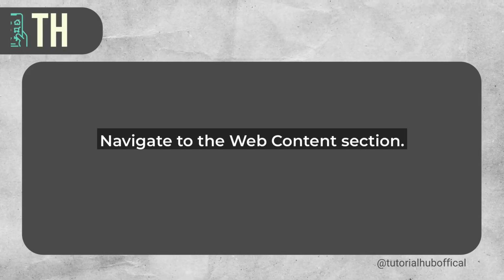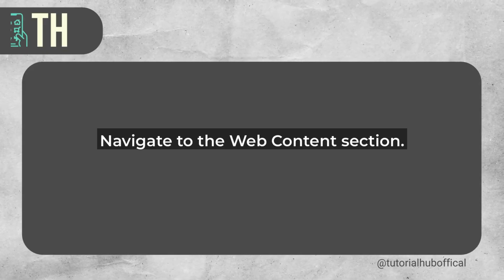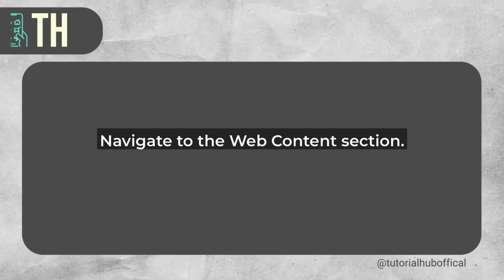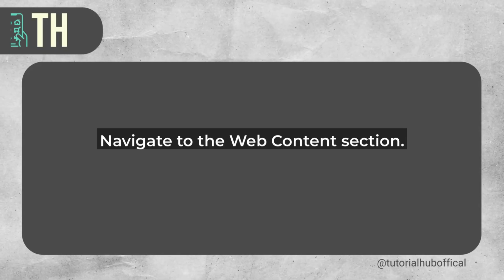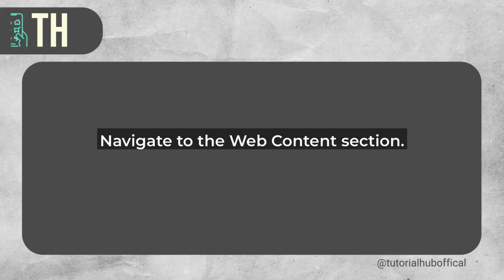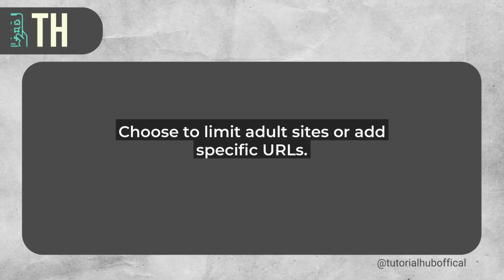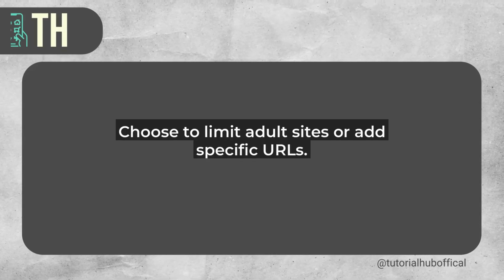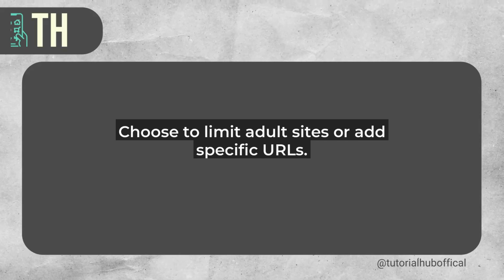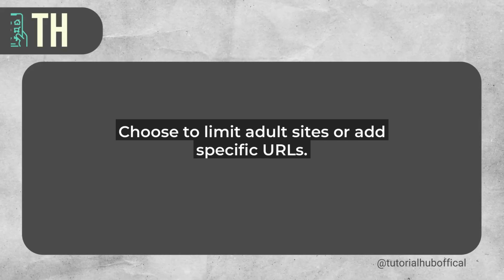Next, scroll down to the Web Content section. Here, you have a few options. You can choose Limit Adult Websites for automatic blocking, or go for Specific Websites Only to customize your list. Let's say you want to block a specific site, like a social media distraction. Tap on Specific Websites, then hit Add Website, and type in the URL you want to block. You can add as many as you need.